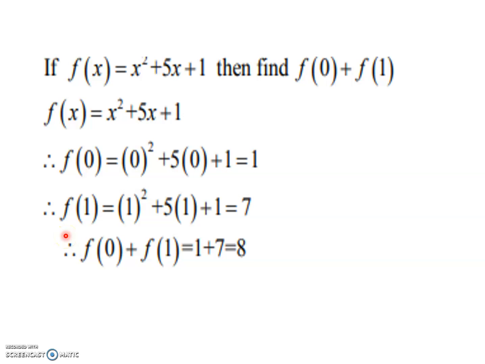Now we have to take f of 1. f of 1 is equal to 1 square plus 5 into 1 plus 1. 5 into 1 is 5, plus 1 is 6. 1 square is 1. 6 plus 1 is 7. Now f of 0 plus f of 1, therefore 1 plus 7 is equal to 8. It is the final answer.